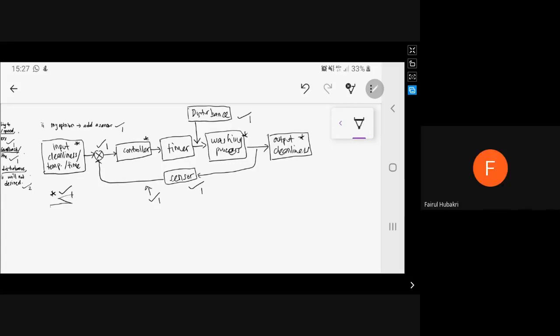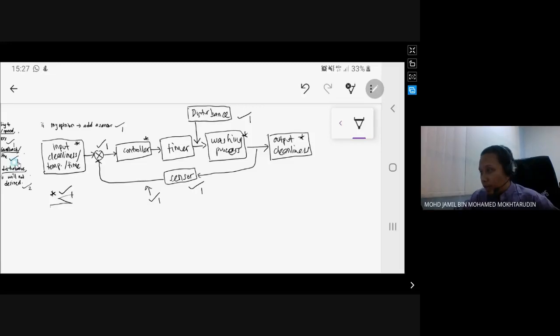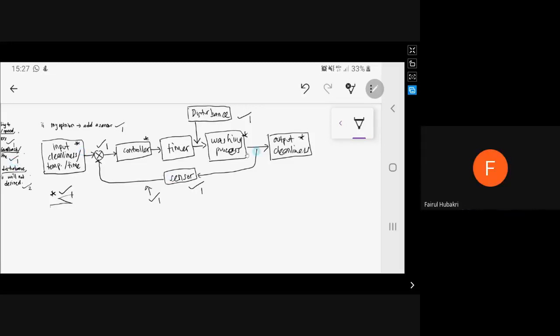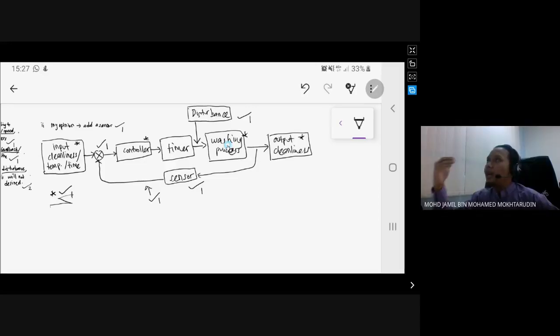Sir, among the 4 there are only 3. Let's say you forgot the washing process, and I replace it with clothes. Actually, clothes are the item, it's not the machine, right? Maybe 0.5 marks? Alright, sir. Thank you.